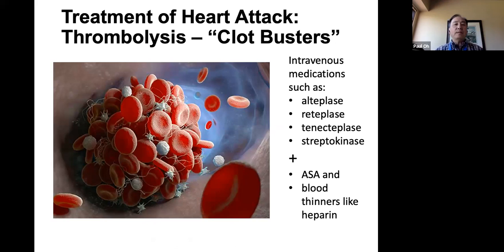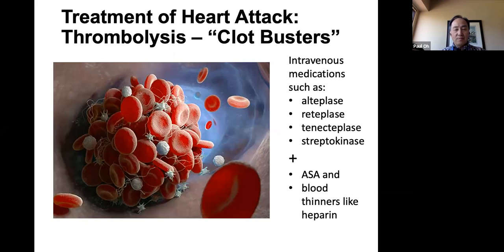The other thing that can be done, and I'm sure some of you might have wondered about this, is that if you're not in a place where they can do these primary angioplasties, there are still ways of trying to save as much of the heart muscle as possible. And over the last 25 years, there have been terrific developments of medicines that can actually break down blood clots as well. We call this thrombolytic therapy. Thrombo refers to the blood clot. Lysis or lytic therapy is breakdown. So breakdown clot, or clot busters.